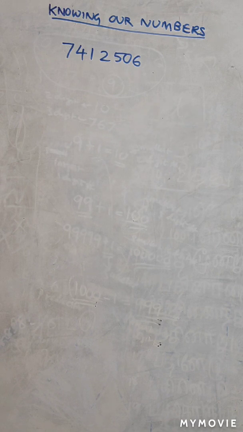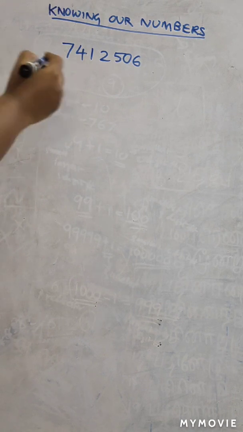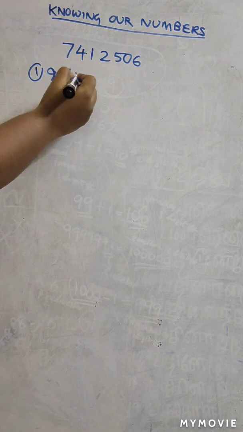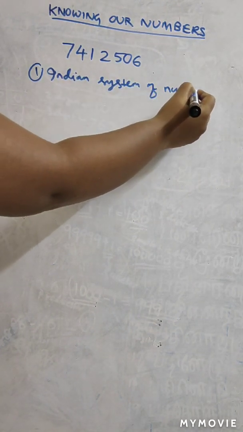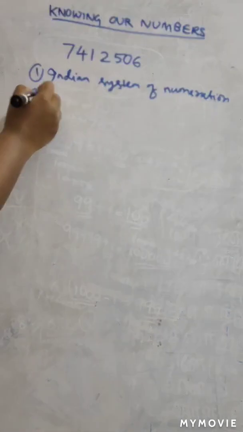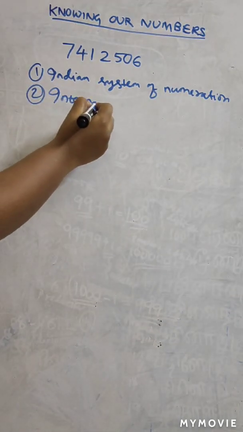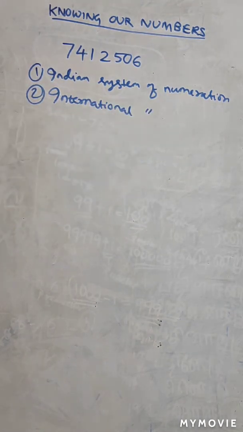So there are basically two systems of numeration that we use. The first one is the Indian system of numeration, and the second one is the international system of numeration. These systems of numeration make the reading and writing of larger numbers much easier. So first of all we will see the Indian system of numeration.